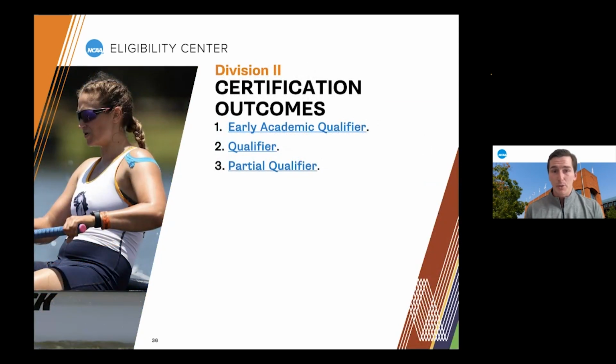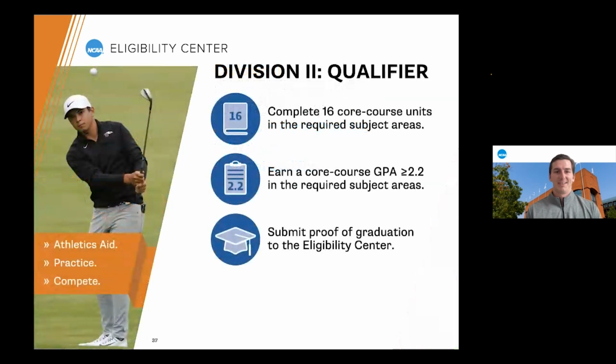Now, Division II is a little bit different, so pay close attention. There's an early academic qualifier, or partial qualifier. Again, we're just going to go over 2 and 3 for Division II. A Division II qualifier is someone that completed 16 core units in the required subject areas. You do not see the 10-7-7 rule. This is someone that had a 2.2 or higher GPA. They submitted a proof of graduation to the Eligibility Center. They are able to practice, compete, and receive the athletic aid.